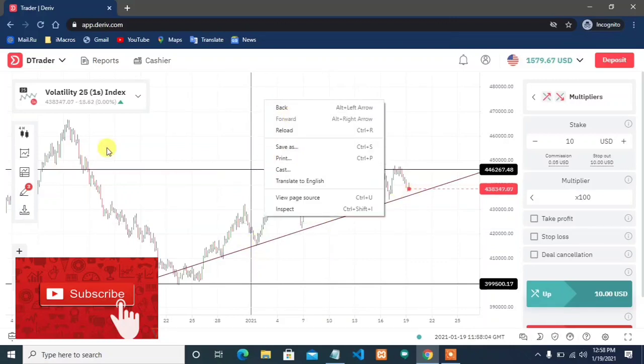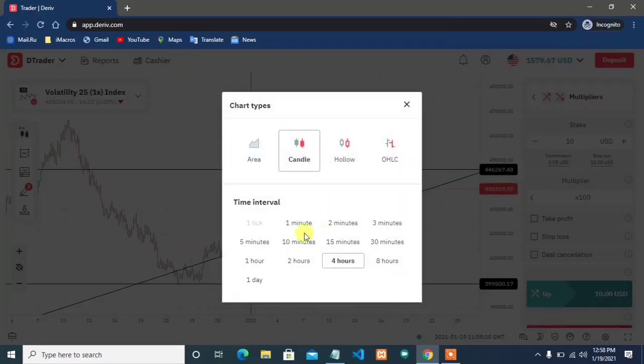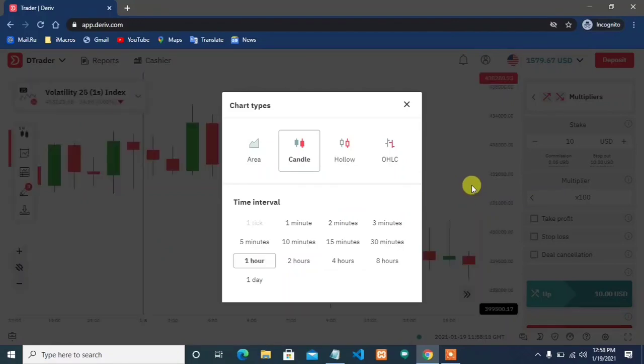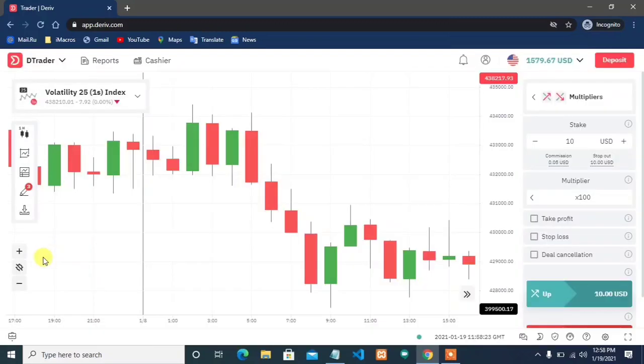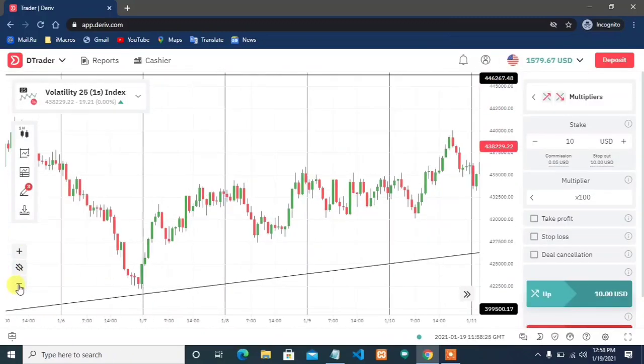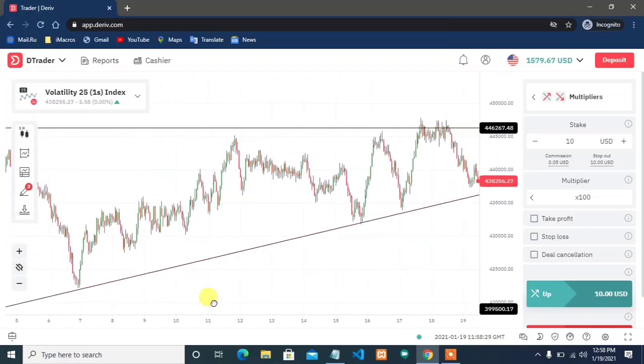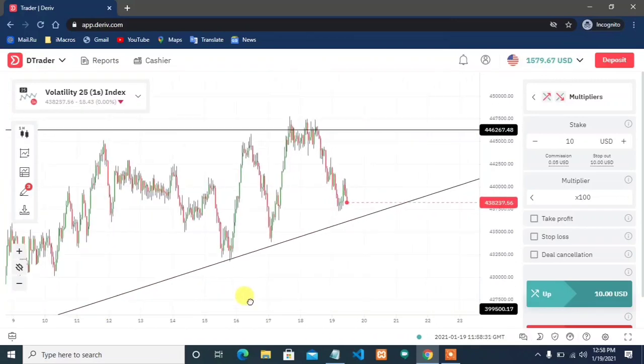So let's go to the 1 hour time frame and see the market on the 1 hour time frame. Oh, I made a mistake just now. Okay, so I can see this is the 1 hour time frame.